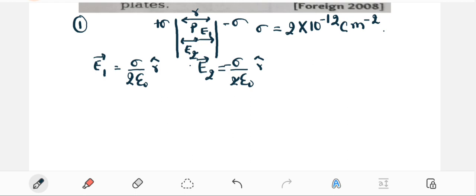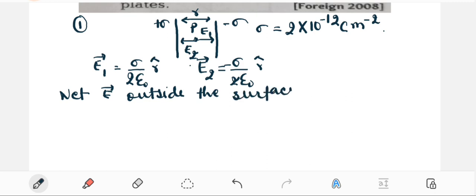Now we can find the net electric field outside the surface. E will be equal to E1 plus E2. We can clearly see both E1 and E2 have the same magnitude, but the directions are opposite, therefore it is equal to 0. So this is how we solve the first part of the question.